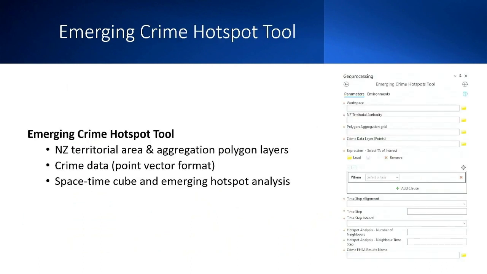To undertake the space-time pattern mining analysis described so far, you need to run 2 different Esri tools, one for creating the space-time cube and one for running the emerging hotspot analysis. The new emerging crime hotspot tool I developed simplifies the process by merging both tools together into one easy-to-use tool, as well as reducing the number of required inputs. This tool allows you to input crime data points over any time period, select the New Zealand territorial area of interest, and run the full analysis workflow. This is especially useful because of the iterative nature of this kind of analysis.